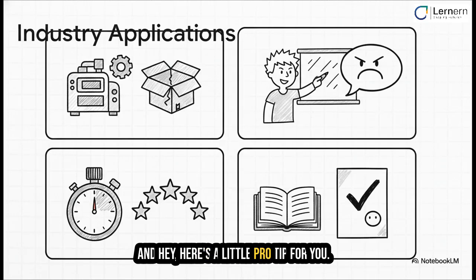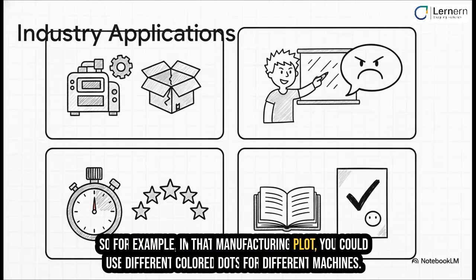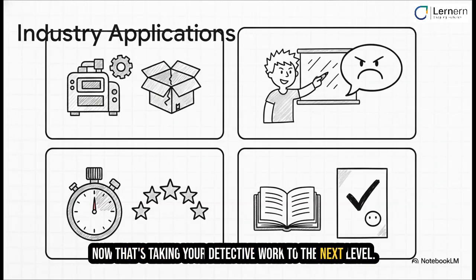And hey, here's a little pro tip for you. You can often find even deeper clues by stratifying your data. So, for example, in that manufacturing plot, you could use different colored dots for different machines. You might just discover that one machine is the real source of the problem. Now that's taking your detective work to the next level.